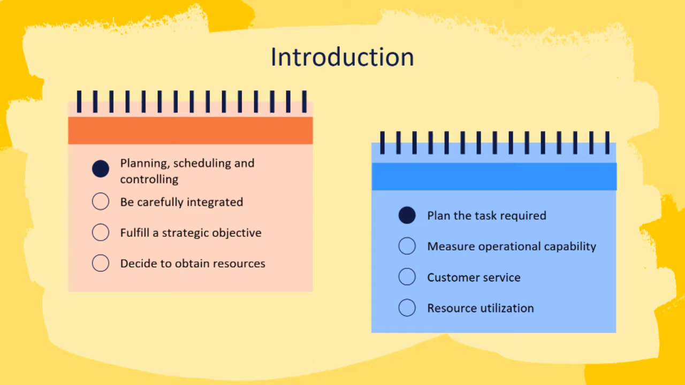The most effective planning for the operations management of any company must be carefully integrated with the roles of strategy and financial planning. It is very important for operations planning to be in line with strategic planning, as operations management involves determining the tasks and technologies needed to fulfill a strategic objective, deciding how to obtain resources, planning the tasks required, and measuring operational capability to achieve the intended target.